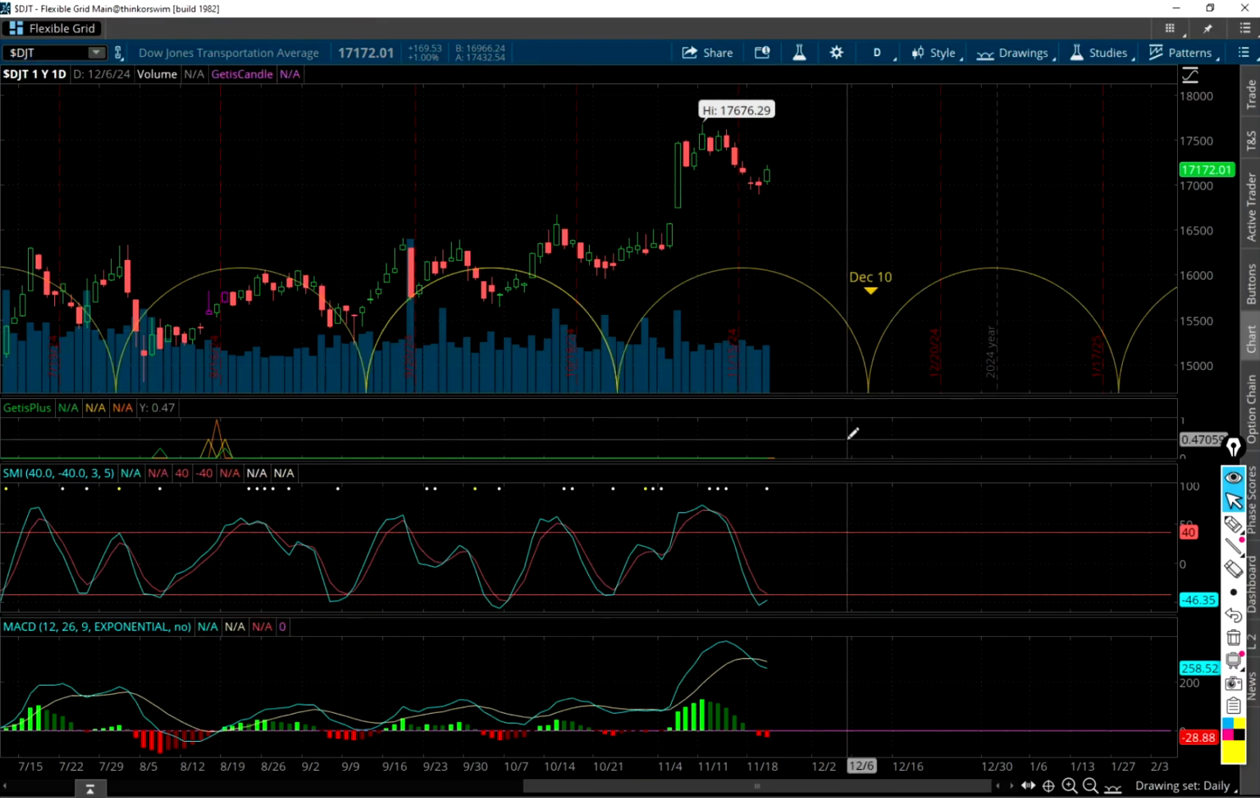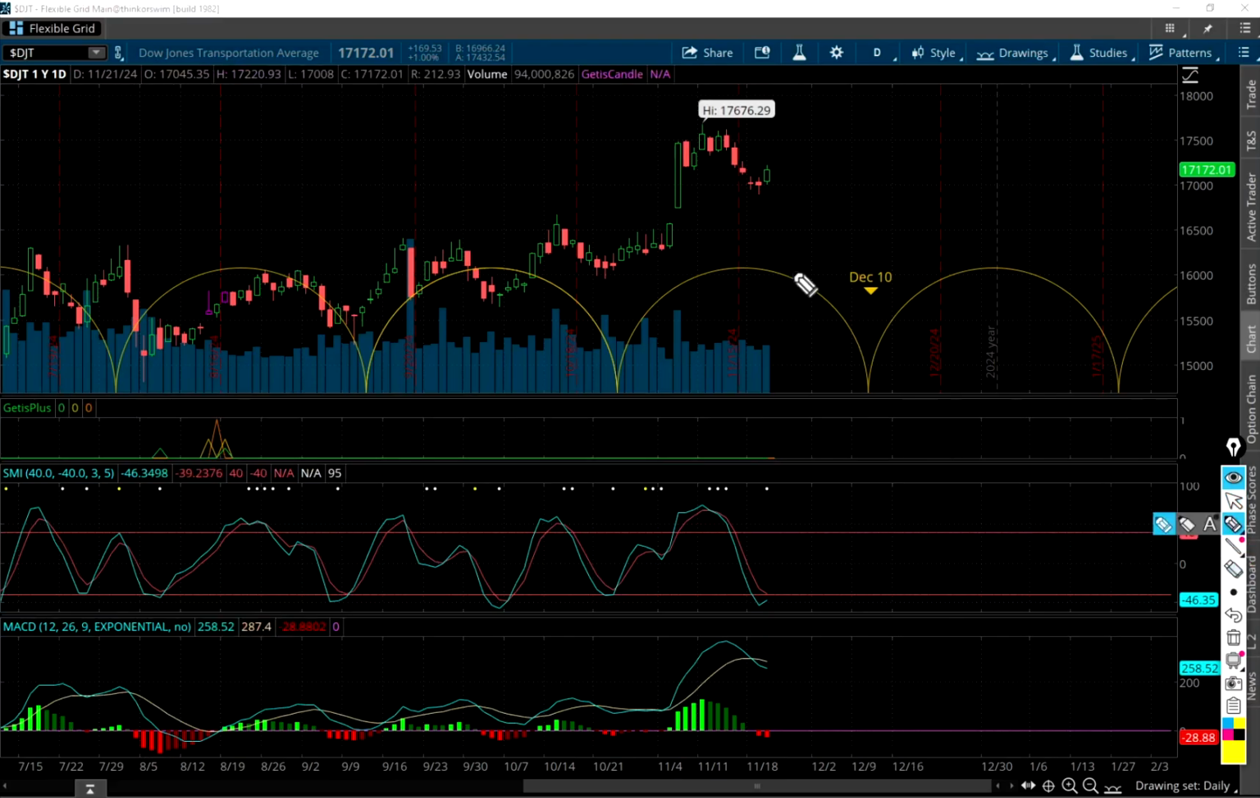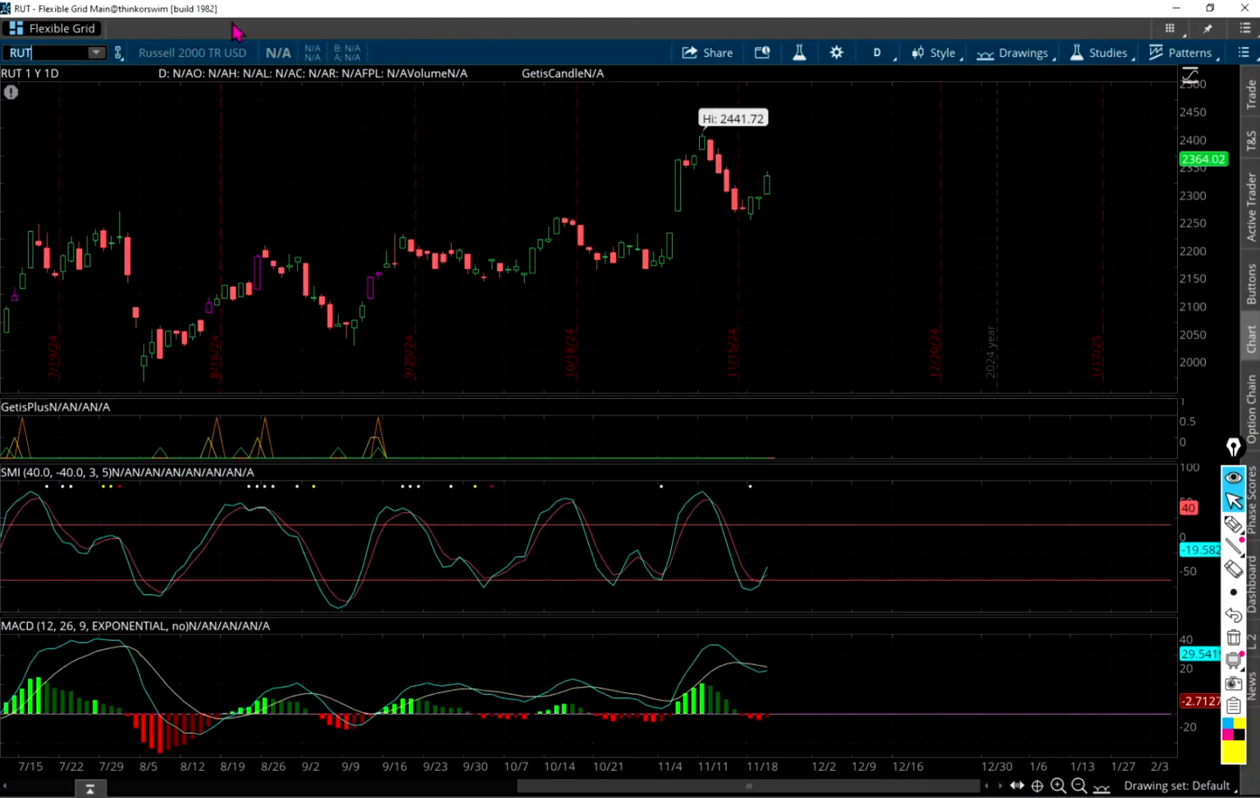Okay, let's move on to the Dow Jones Transportation. What do I see here? I see it trying to bounce. Let me get a sip of coffee. It's trying to do the bouncy thing. I'm not convinced it's bouncing yet, but it's trying. Dow Jones Transportation, trying to do the bounce. Look at the Russell 2000.